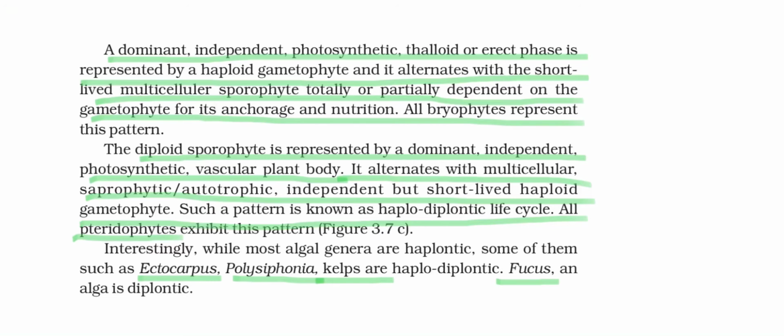In most of the algal genera, they show a haplontic life cycle, but some of the algae like Ectocarpus, Polysiphonia, Kelps, they are haplodiplontic, and others like Fucus show a diplontic life cycle. So these are some of the exceptional examples.